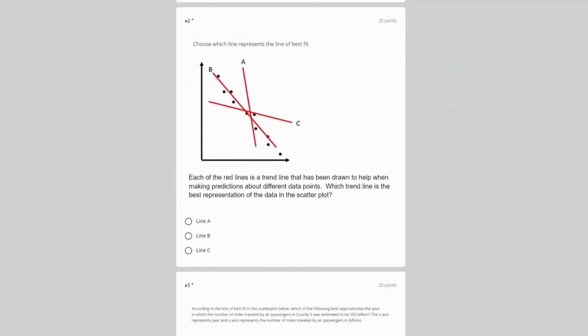Question number 2. Choose which of the red lines represent the line of best fit. Each of the red lines is a trend line that has been drawn to help when making predictions about different data points. Which trend line is the best representation of the data in the scatter plot? Line A, line B, or line C?